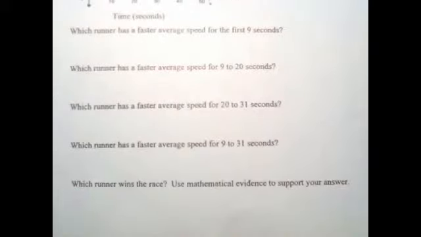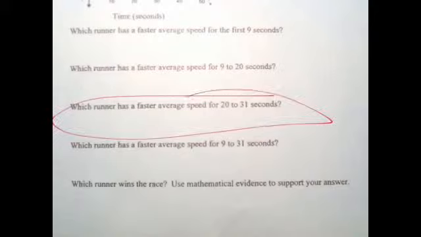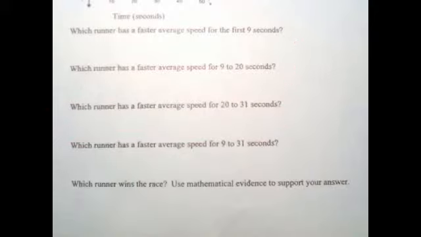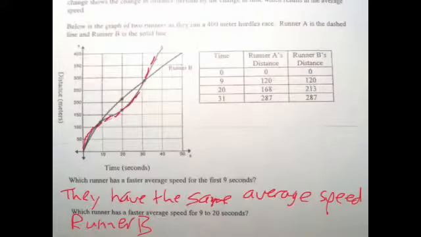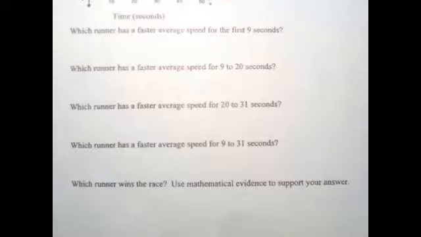And that brings us to the next question, which is here actually. We already answered these first two. Which runner has a faster average speed for 20 to 31 seconds? Well, here's 20, and here's the 31 second. So runner B had to go up that much and over that much, and runner A had to go up farther and went right the same amount. So runner A had a greater increase in the same side-to-side motion. So runner A would be the one that had the faster average because he had to go farther to get caught up.